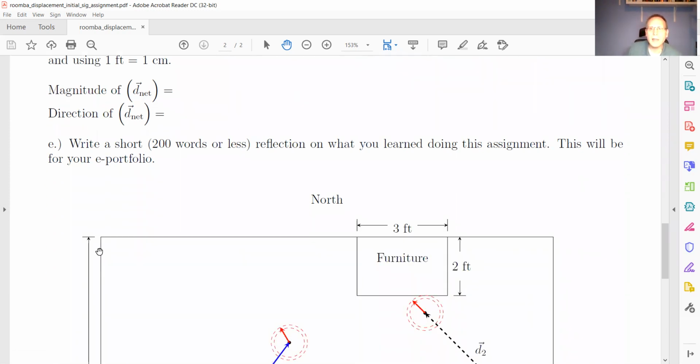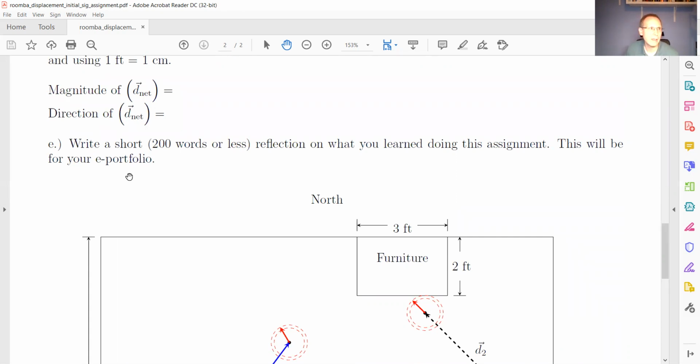And then finally, because this is a signature assignment, part of the assignment is to write a brief reflection, a paragraph or so, several sentences on what you learned during this assignment. Then you will be given instructions on how to submit this as part of your e-portfolio. That's all done on Brightspace, and I'll post a link.